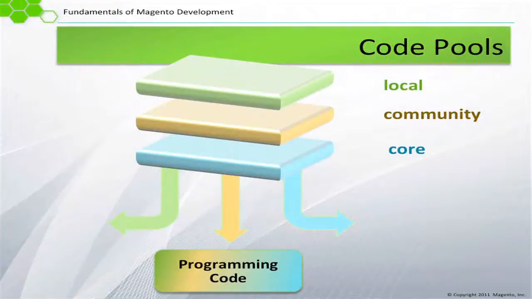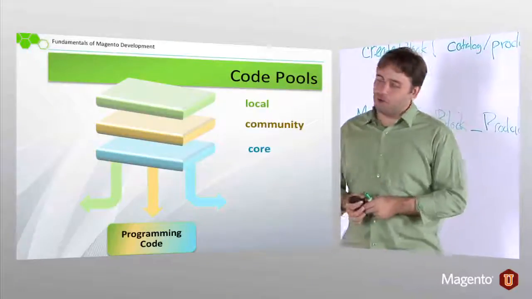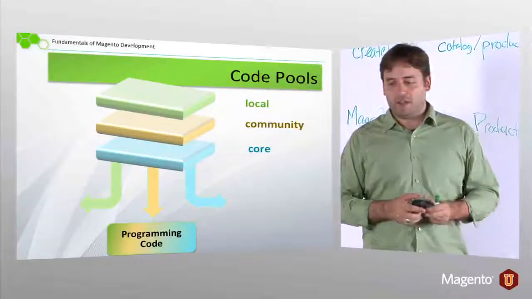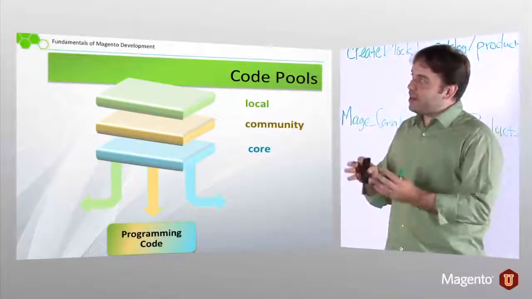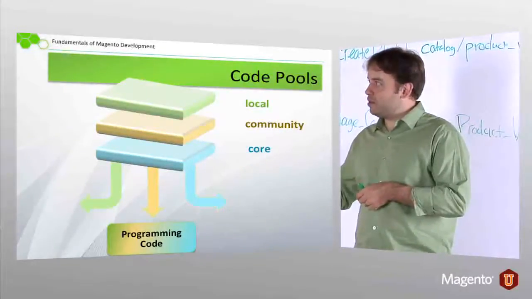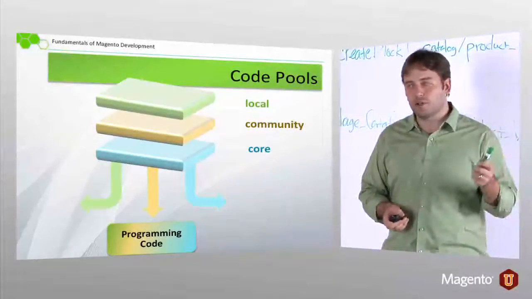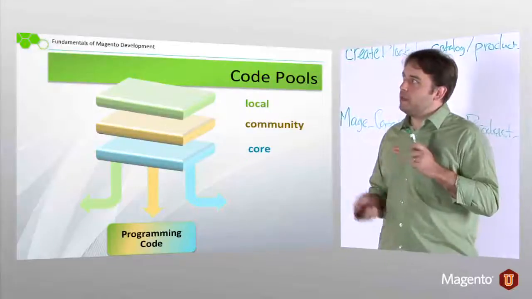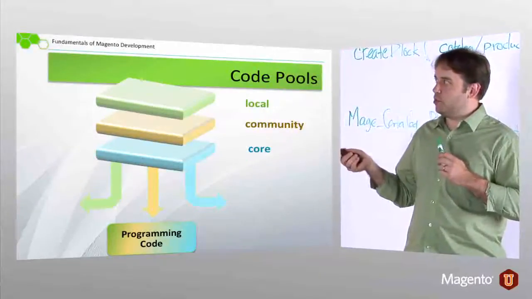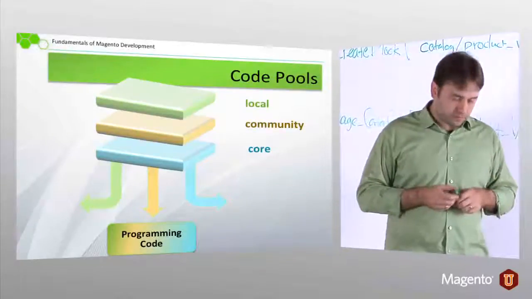All right. Okay, so you guys are doing great so far. I know this is getting big here. Code pools. If you remember earlier, we were talking about the app folder, and we have app/code. Inside app/code are our code pools: community, core, and local. In order of precedence as far as the autoloader is concerned, it's local, community, and core.